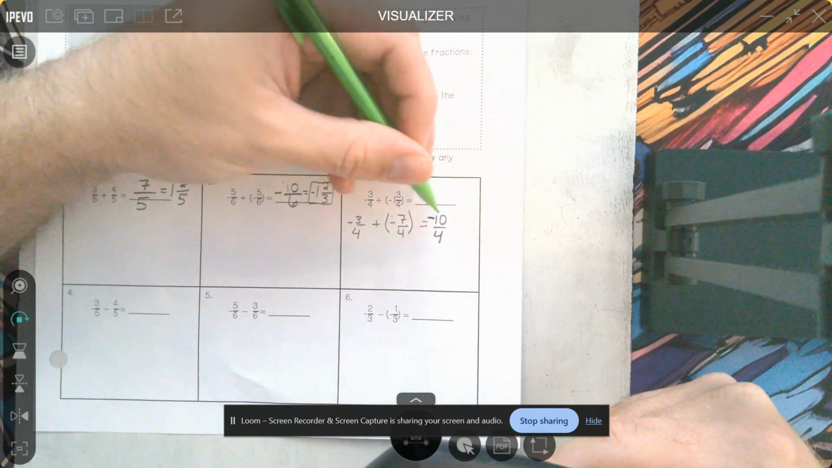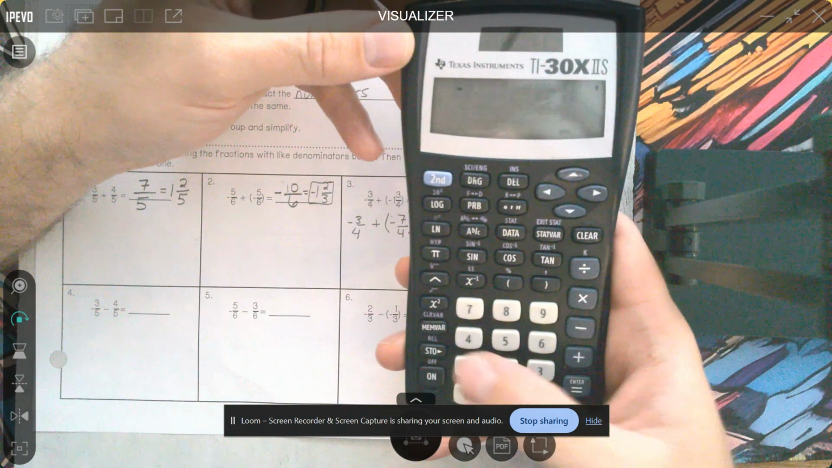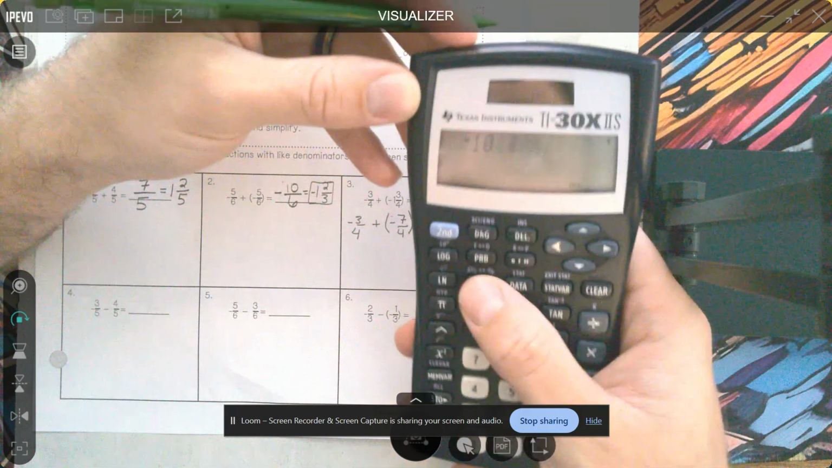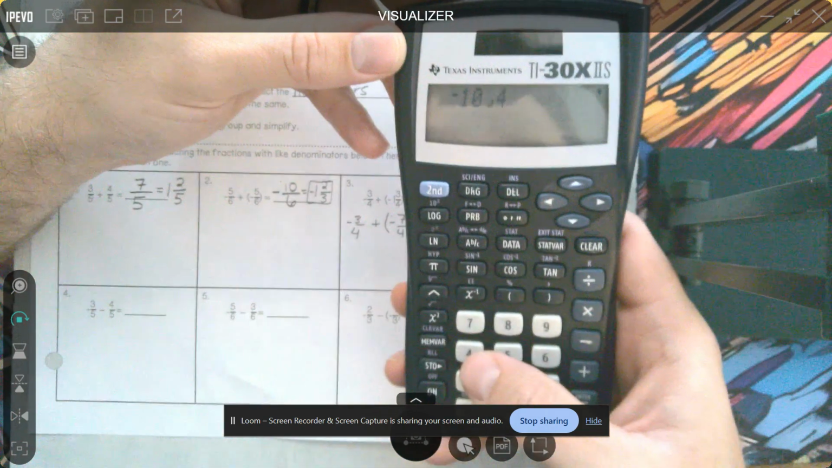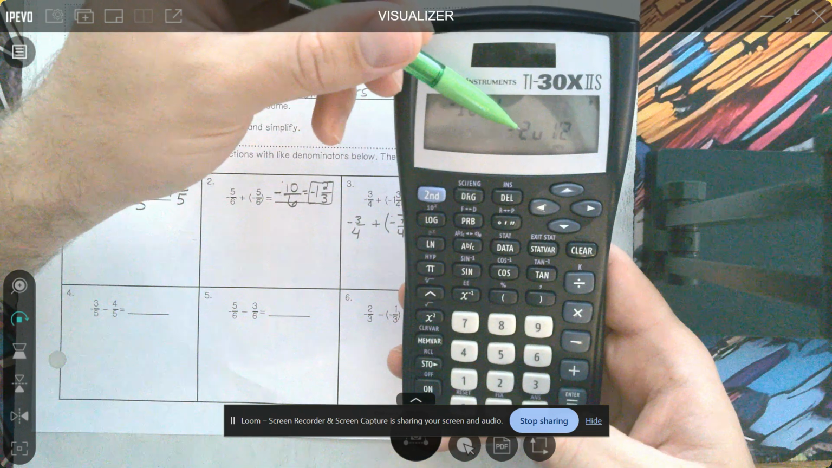So this is -10/4. We can use our calculator to simplify. Watch me. -10 ABC 4. Press enter, and it turns it into a mixed number. -2 1/2.